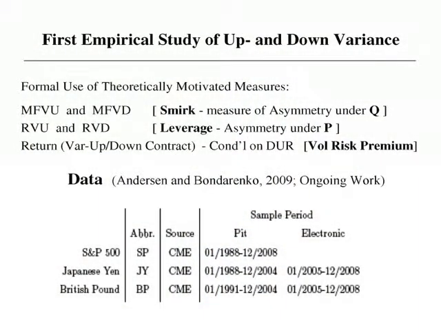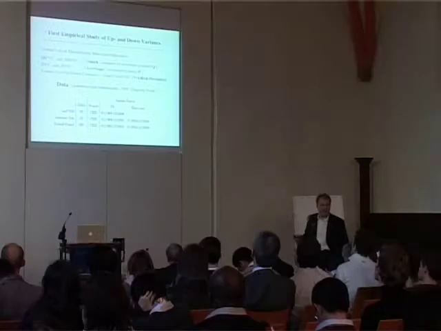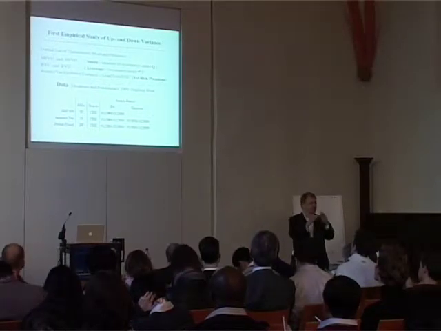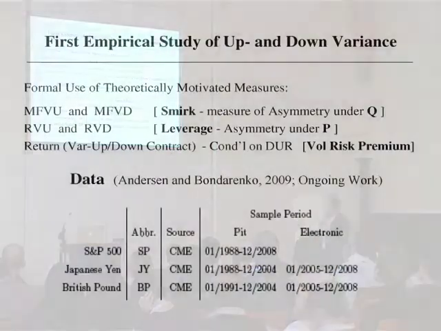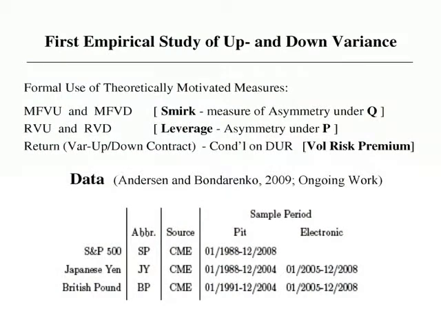And so that's what we're going to do. We're going to use model-free variance on the upside and downside, realized variance on the upside and downside, and then we're constructing returns on variance up and down contracts. And we do that also conditional on what we call the DUR. That means the down relative to up variance ratio. So what you do there is you take this guy here and you divide it by that guy there, and if there was equally much pricing of variance on the downside and the upside, you get a 1. So that variance ratio should be centered around 1 if things were symmetric.